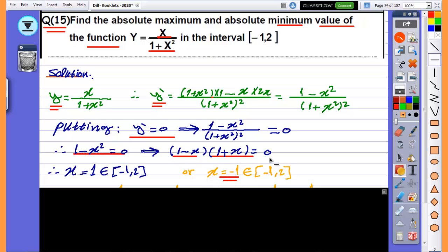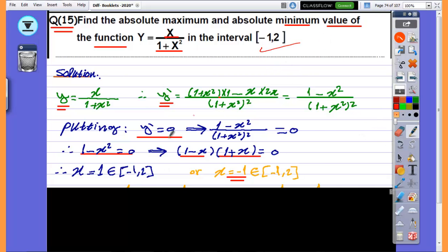1 minus x equals 0. It means x equals 1. And 1 belongs to the given interval, negative 1 and 2. Or x plus 1 equals 0. It means x equals negative 1. And negative 1 also belongs to this interval.